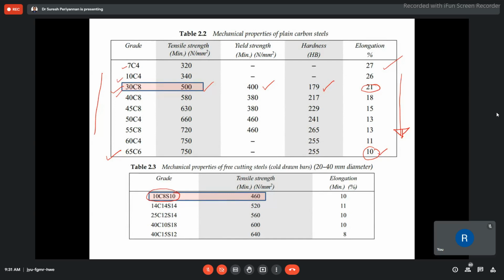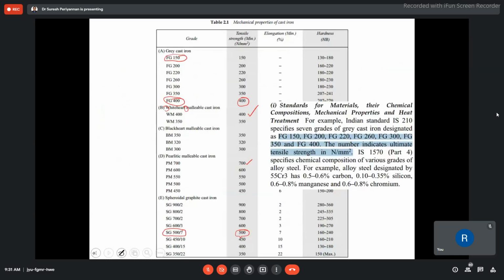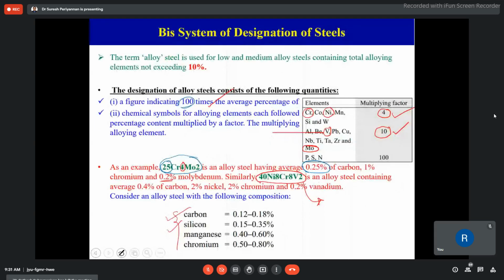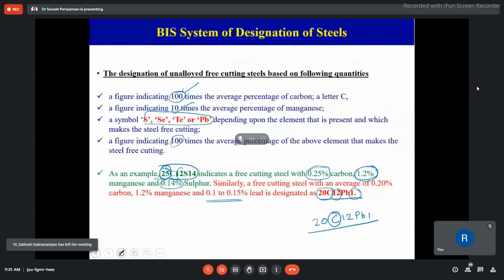Are you understanding? Yes, sir. Earlier we discussed a table. If you have any doubt, that's why I have taken the clear information briefly for your understanding. See here this table. For example, this one: free-cutting steel, average 0.2% carbon, then 1.2% manganese, then PB is lead, 0.1% lead.